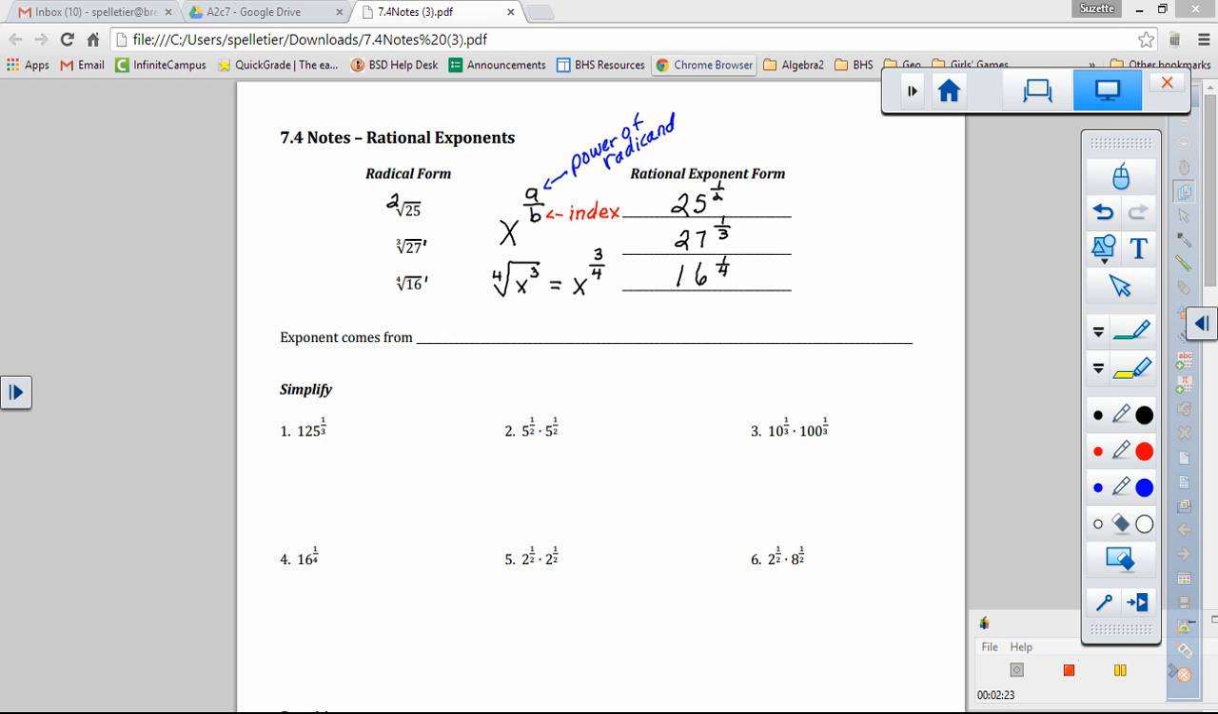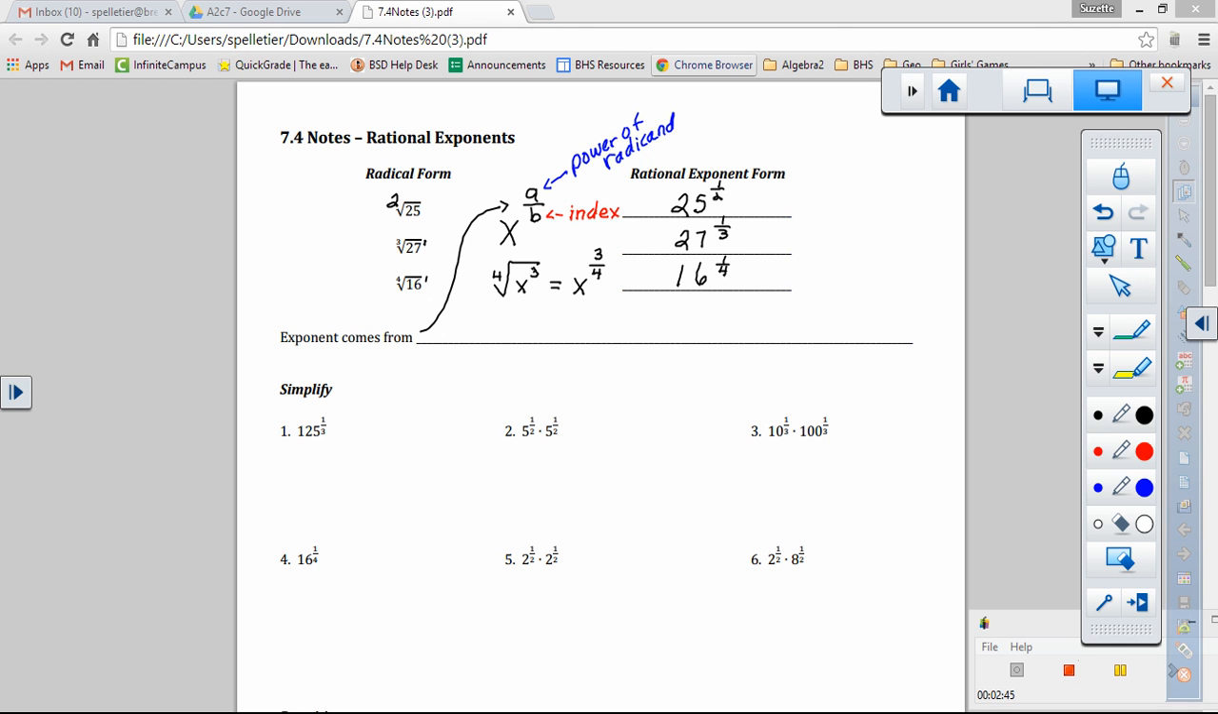All right? So what does that help us for? Oh, and I'm sorry, I missed this line. I just said that to you right here. The exponent comes from the power of the radicand and the index. I'm not going to make you rewrite it. I forgot that I had added that line in there.